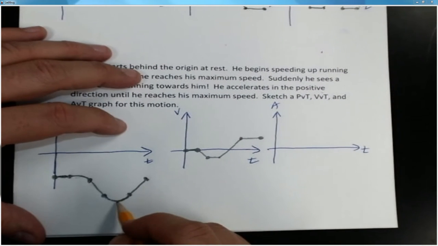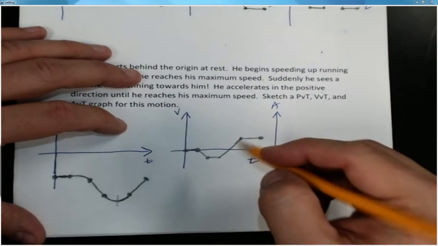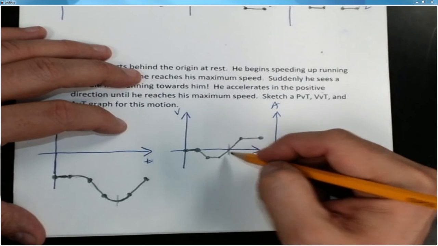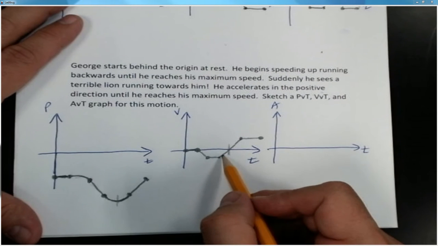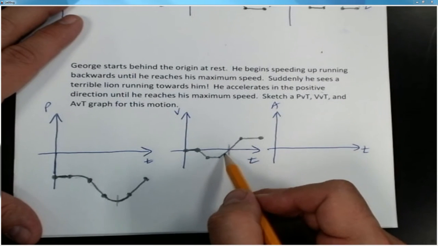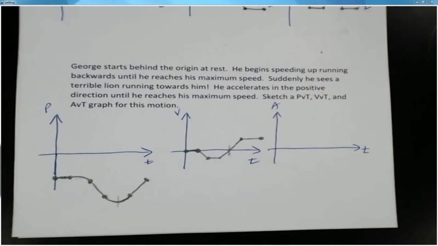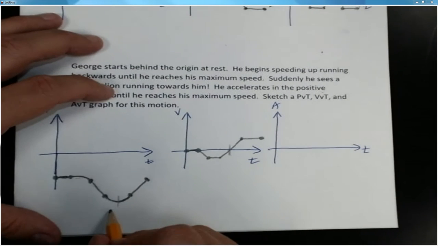Folks, this place right here is this place right here. The place where George turns around from going negative to going positive, that's the place where his velocity versus time graph crosses the x-axis. Because here he is running backwards as fast as he could, and then he slows down while going backwards, turns around, and begins speeding up in the other direction. This is the turnaround spot.